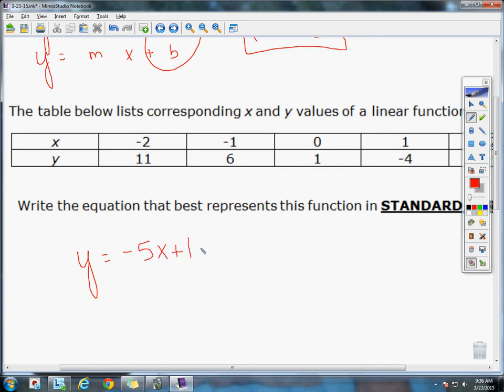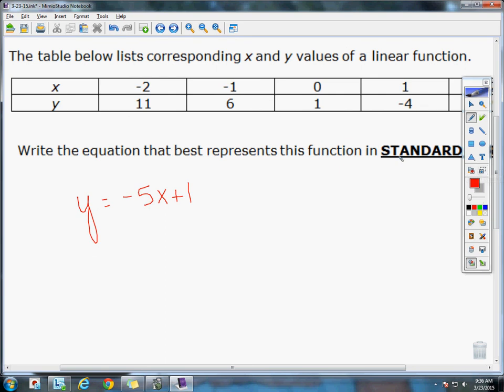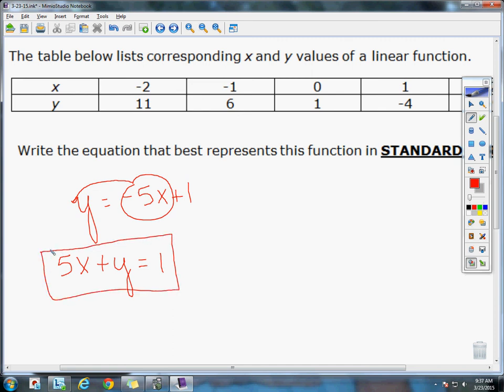Now, the problem is that's in slope-intercept form, and it's asking for standard form. So x and y have to be on the same side. When I move the negative 5x over, it's going to become positive. So 5x plus y is equal to 1. Then you just ask yourself, do you have any no-nos? You don't. It's not a negative, it's not a fraction. So that's your final answer. Fairly easy.